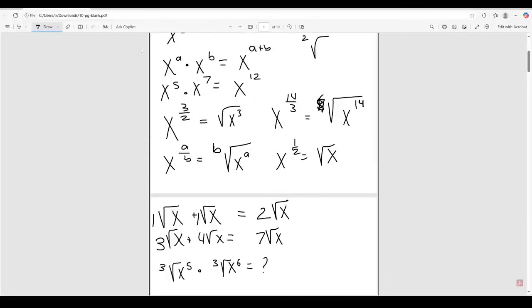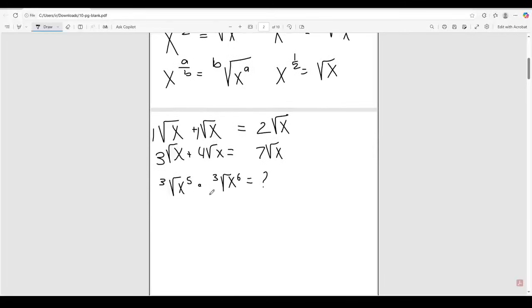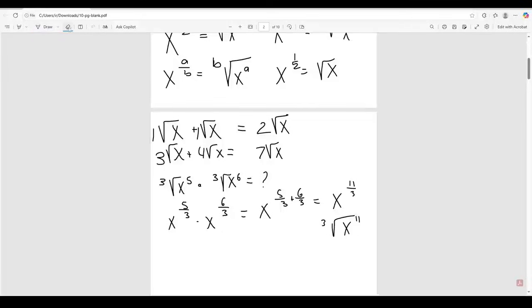Well, look back at our exponent rules here. We know that we can rewrite both of these as x to the power of 5 over 3 times x to the power of 6 over 3. Remember that when you multiply two exponents with the same base, you're just adding them. So this is equal to x to the power of 5 over 3 plus 6 over 3, which is equal to x to the power of, well, 5 plus 6 is 11 over 3. That's the correct answer here. Or the cube root of x to the power of 11 in that case. Okay, so that's how you would work out a problem like that.